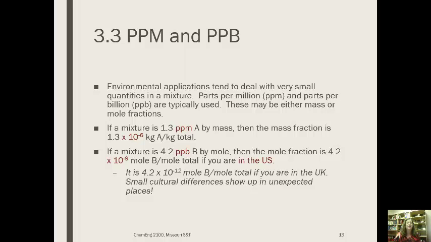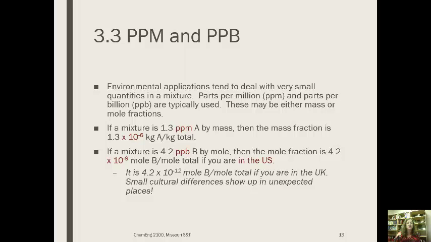Now, if someone says that a mixture is 1.3 part per million A by mass, then what this is telling me is that the mass fraction is 1.3, and then parts per million translates to one millionth, so times 10 to the minus 6 kilograms of A per kilogram total, or pounds of A per pound total.